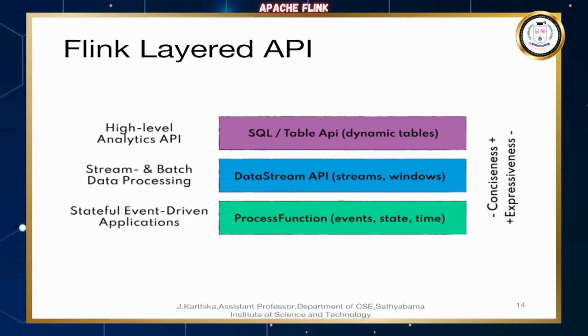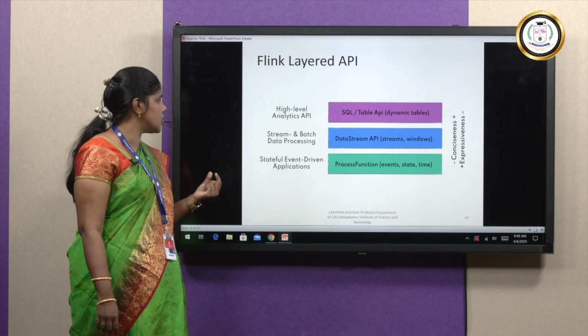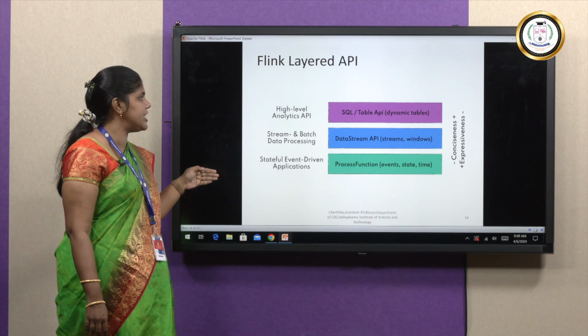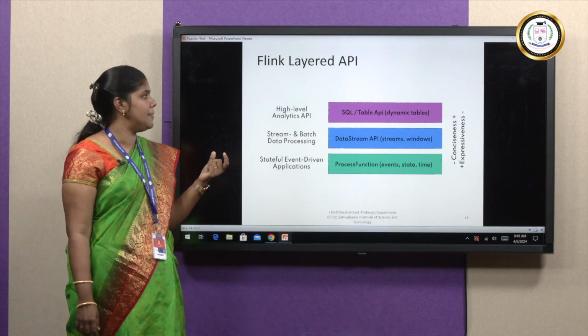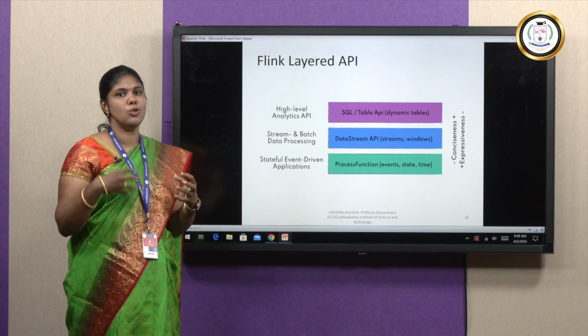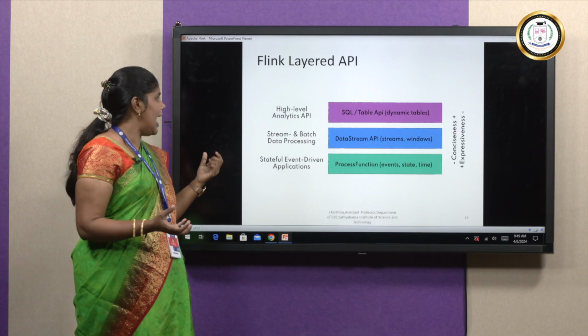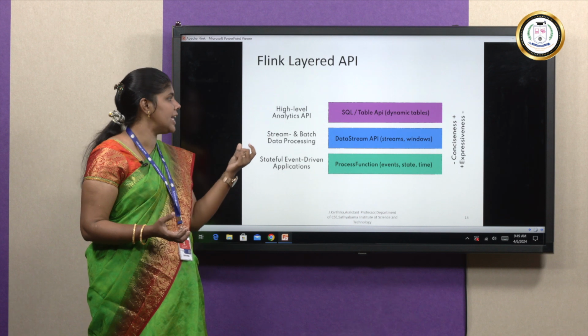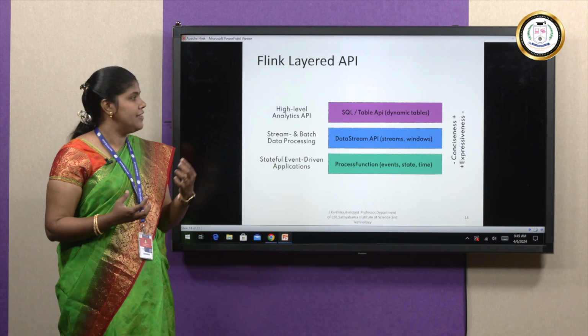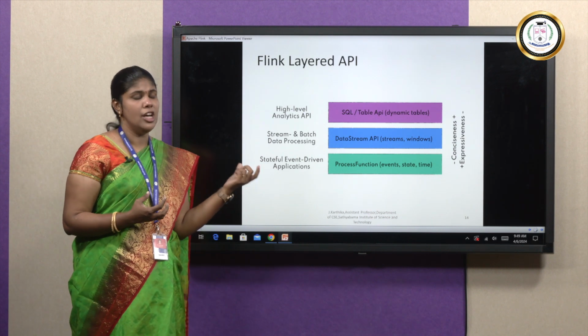And this is the Flink layered API. We have three layers. The first one is the high level analytical API, then stream and batch data processing, and then stateful event-driven applications. So these are all the three layers of Apache Flink. What is there in the high level API? You have the SQL and Table API, which provide an API for SQL tables and are used for processing SQL queries. And then for stream and batch data processing, we have the Data Stream API. If you are going to deal with continuous, real-time data, then you can go for the Data Stream API.